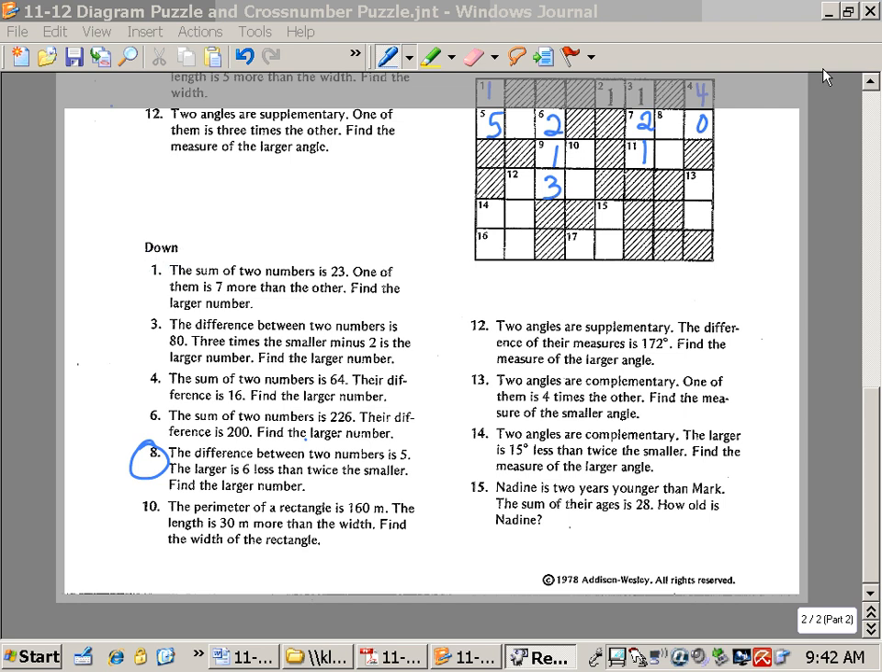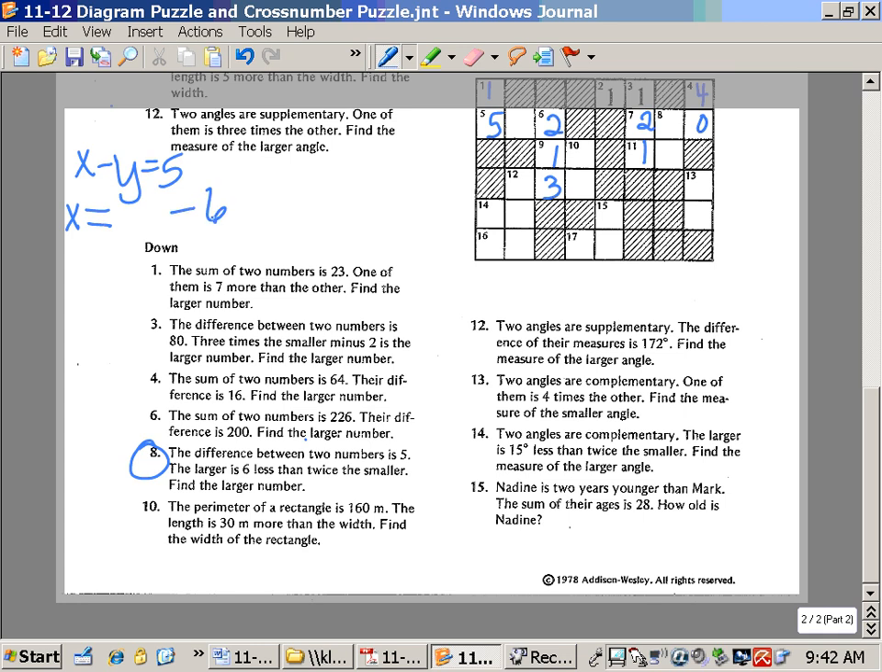The difference between two numbers is 5. X minus y equals what? 5. Okay. The larger is 6 less than, so I'm going to put x equals, the larger is 6 less than, so you do minus 6, and then what goes in front of that? 2y. Substitution or elimination?